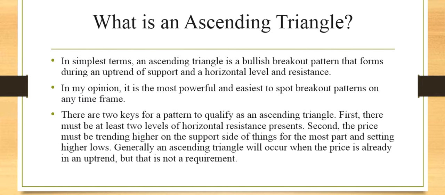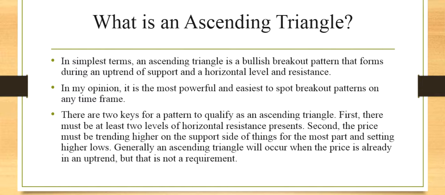There are two keys for a pattern to qualify as an ascending triangle. First and foremost, there must be at least 2 levels of horizontal resistance. So you need to see the price go up and stall out at roughly the same point at least twice. Second, the price must be trending higher on the support side of things for the most part, setting higher lows. So you need to see higher lows forming. You might have an occasional dip down below the ascending support trend line, but for the most part, we need to be trending upward and forming higher lows.